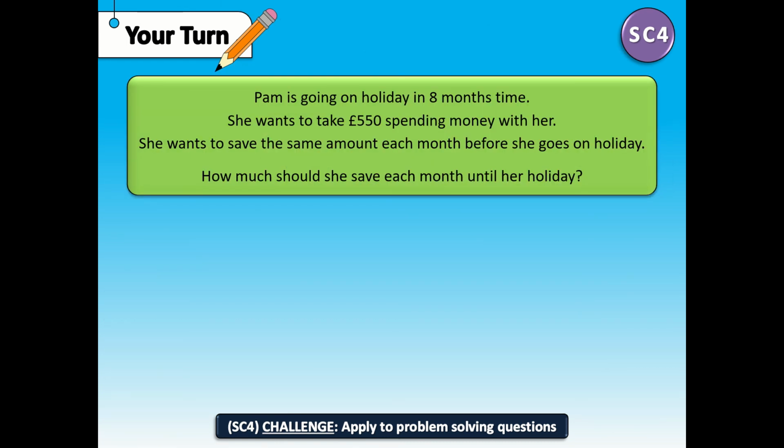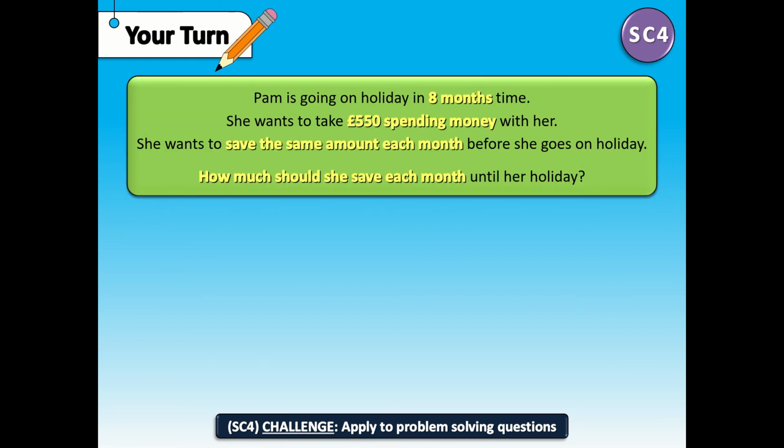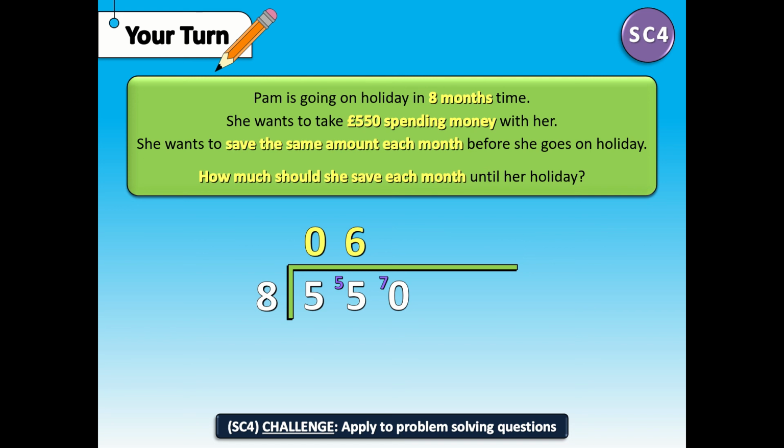So for the green question, highlight our key information, and we need to do 550 divided by 8. 8 goes into 5 0 times, so we carry the 5. 8 goes into 55 6 times, with 7 remainder. 8 goes into 70 8 times, with a remainder of 6.